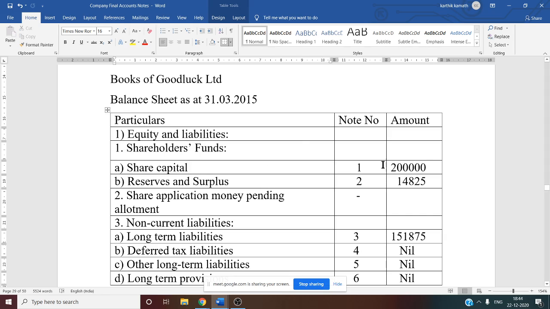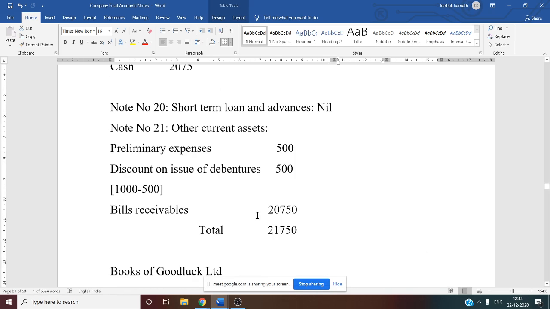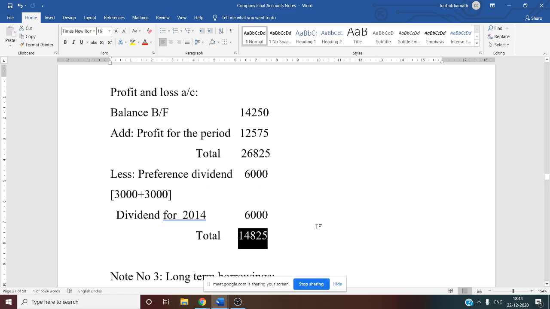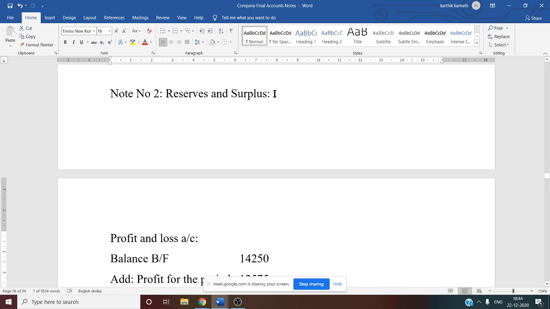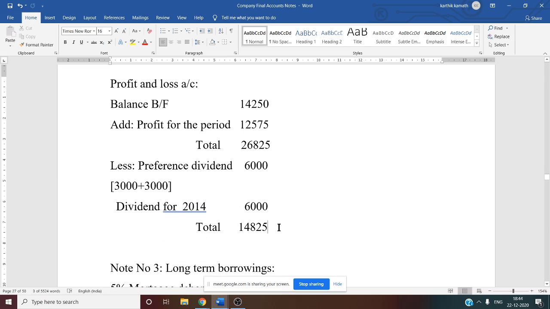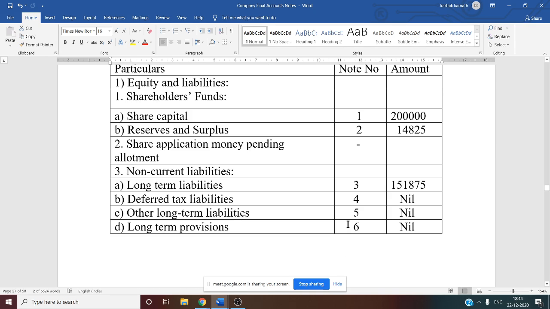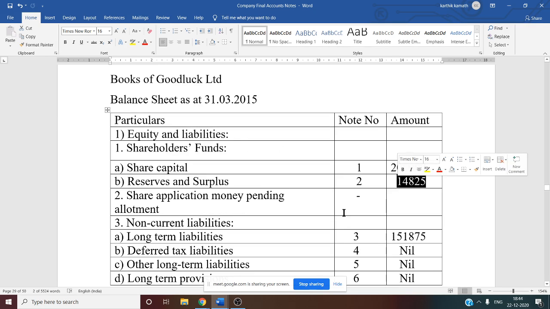One is share capital, note number 1. Directly from the working note, if you see the working note, you will come to know the answer. That is preference share capital plus equity share capital, 2 lakh we have written. Then reserves and surplus, note number 2, final answer, 14,825. See this: note number 2, reserves and surplus, final total 14,825. That you have to write. Like that you have to do for all the working notes.